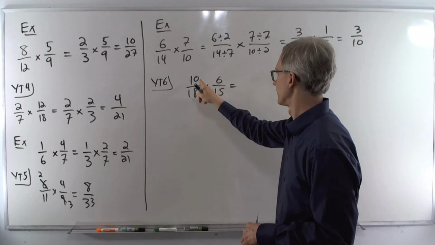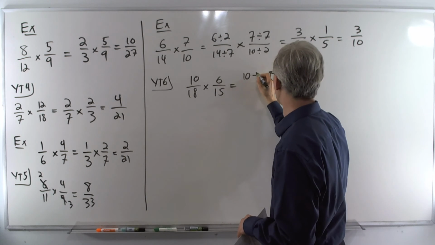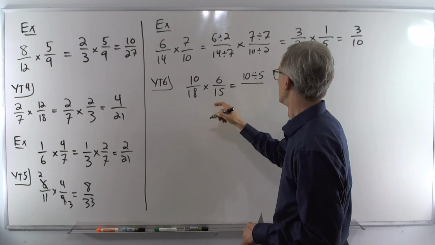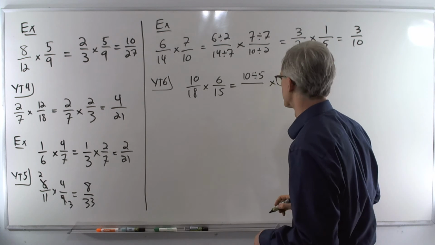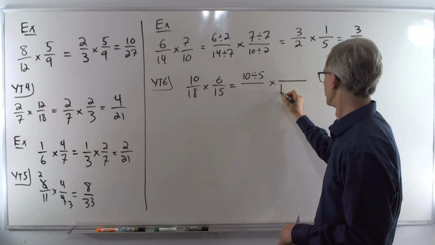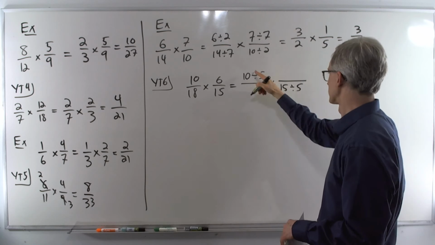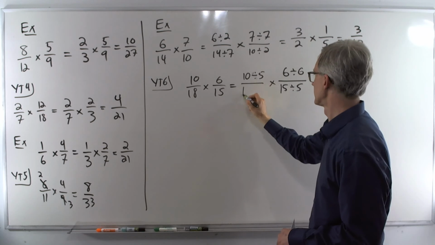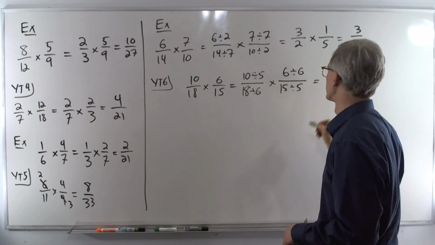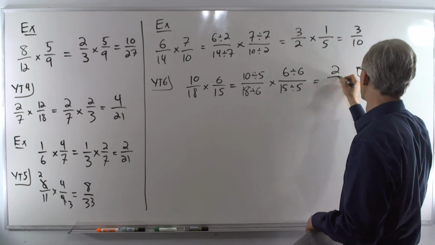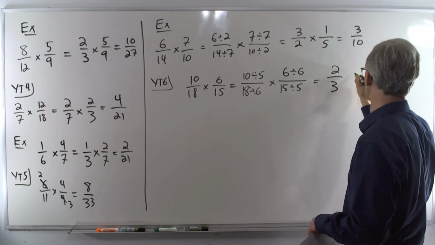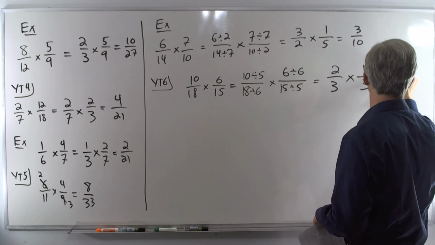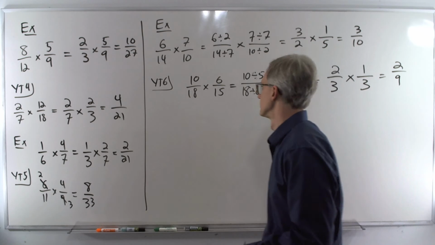Let's try that. Common factor of 5 here, so I'm going to divide by 5. All right, sometimes it's easier just to set up the fractions like that. Now we're going to do 15 divided by 5. So we got these, now we'll do these. We'll do 6 divided by 6. We have a common factor of 6, and 18 divided by 6. 10 divided by 5 is 2. 18 divided by 6 is 3. 6 divided by 6 is 1. 15 divided by 5 is 3. Multiplying, we get 2/9.